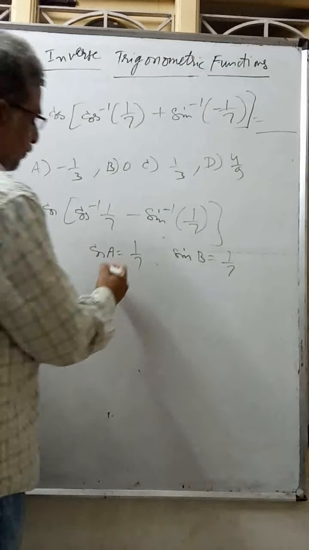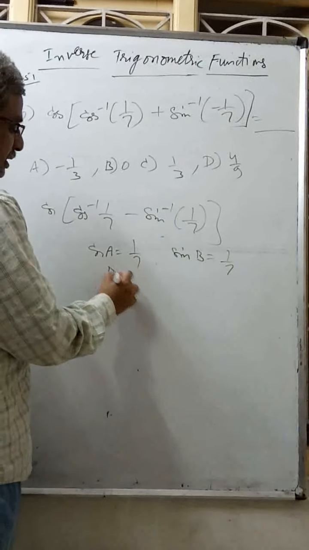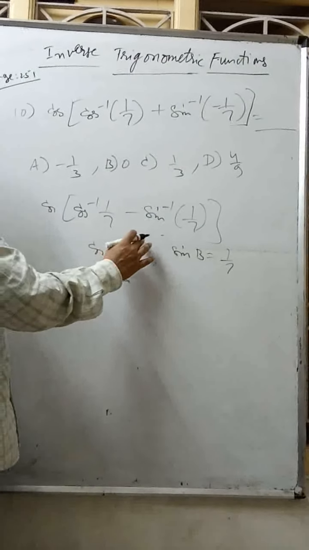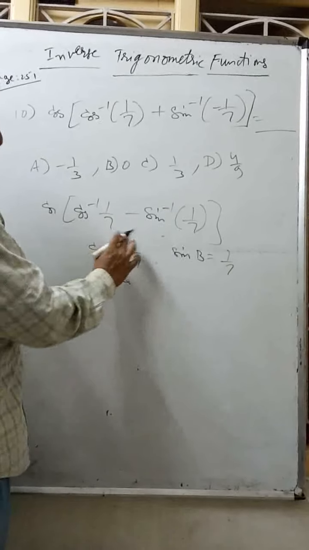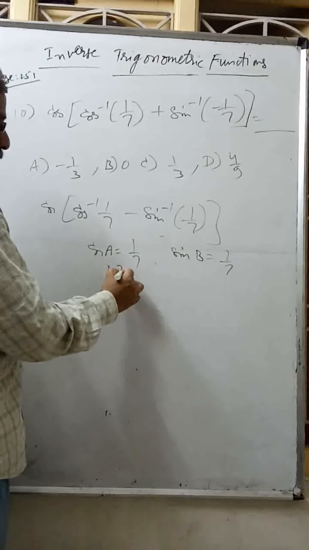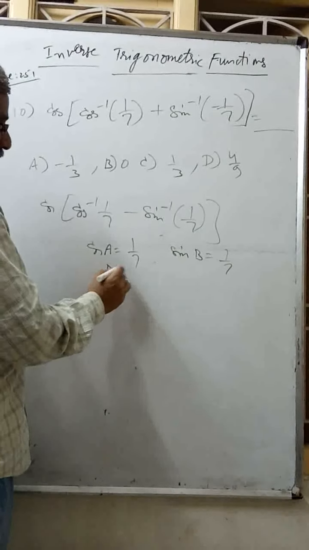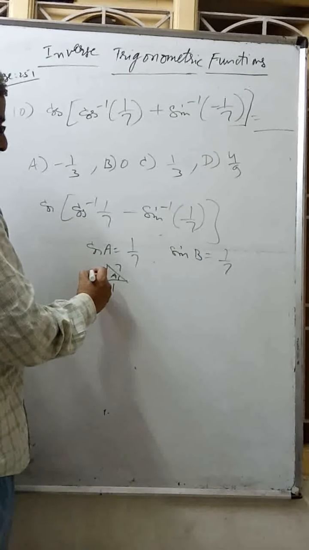So what do I get from this triangle? Same values I will get here. If this is A, cos A, adjacent by hypotenuse, adjacent 1, hypotenuse 7. This is 49 minus 1, root 48.